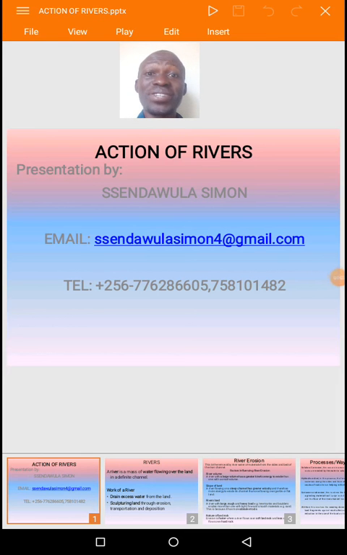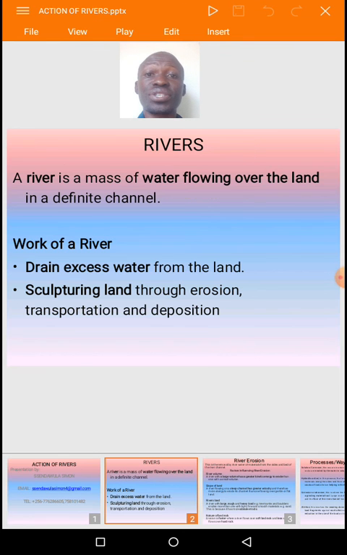Welcome to another session of geography. Today we are looking at action of rivers, or at times we call it river action.